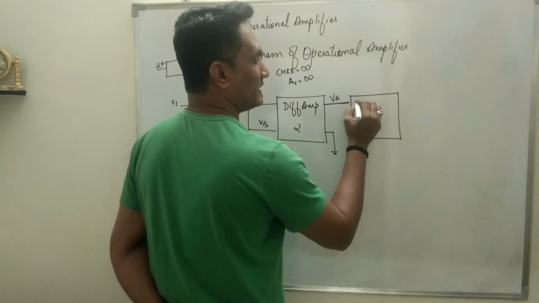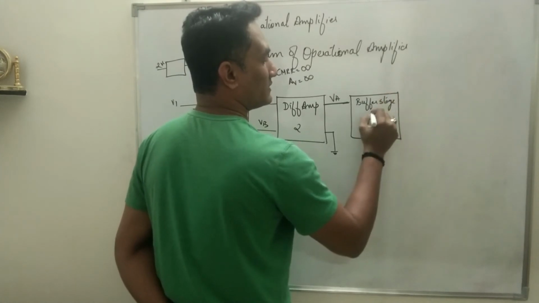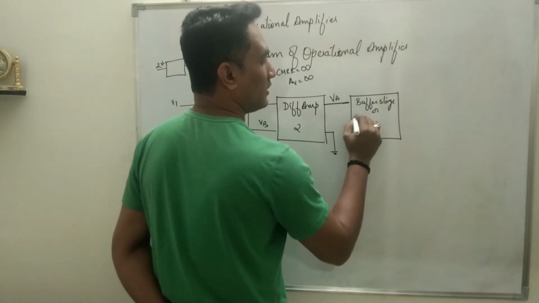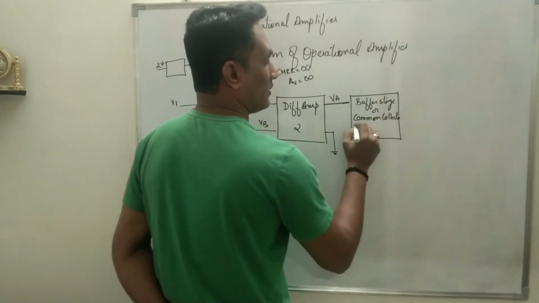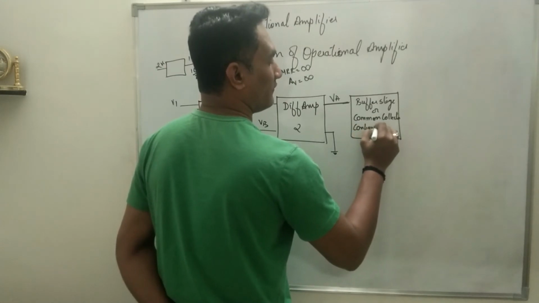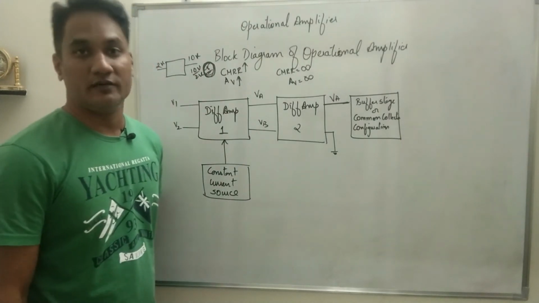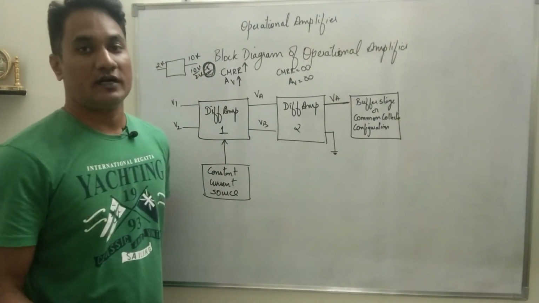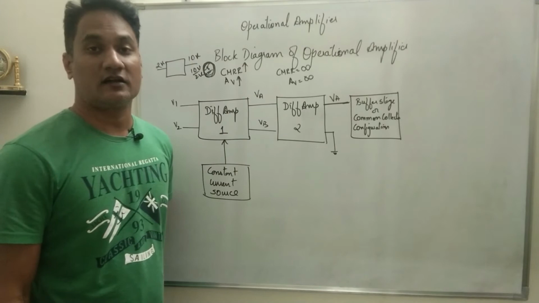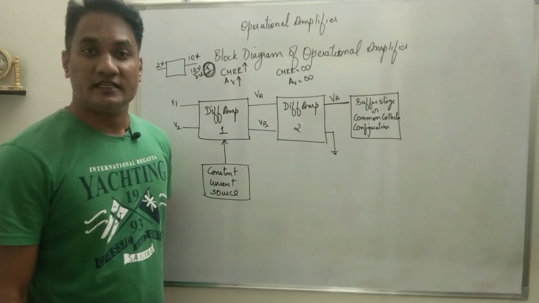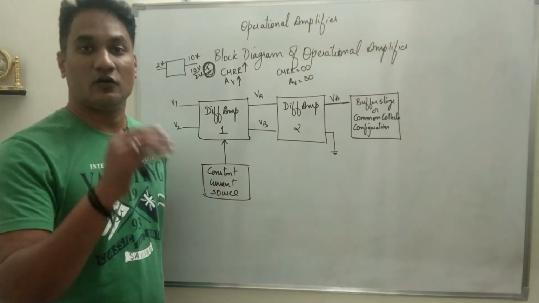Now the third stage is called the buffer stage, or the common collector configuration of a transistor. Common collector configuration means the collector is common for both input and output. When we studied the transistor's basic concept, we said that for the common collector configuration, voltage gain is unity. That means it is not used for voltage gain, it is used only for current gain.